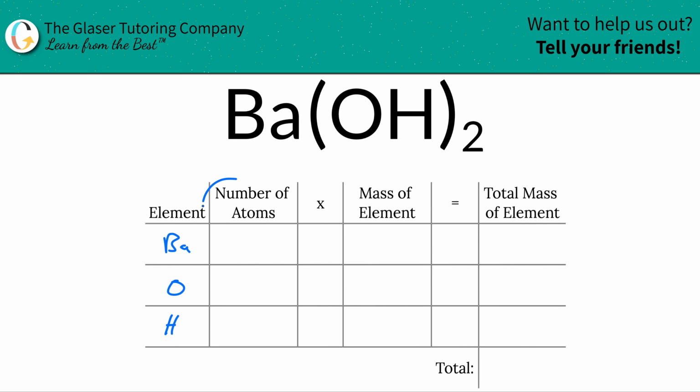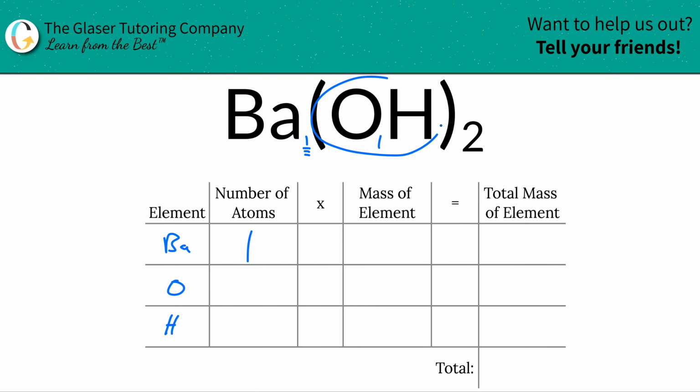The next step will be to write down now the number of atoms of each element in the compound. So this is where the subscripts come into play. So at the bottom of barium here, there is an invisible 1, and that means that there's 1 barium. The bottom of oxygen here, there is a 1. However, this oxygen is part of the hydroxide polyatomic anion, and we have 2 of those hydroxides.